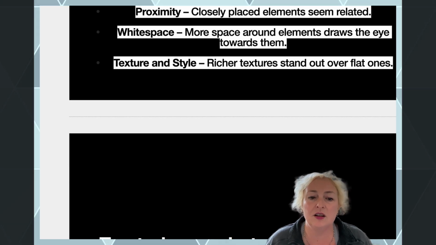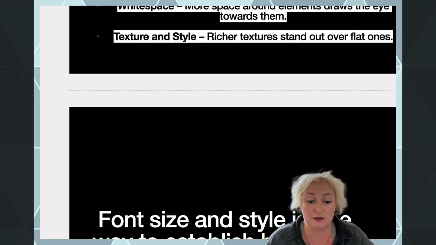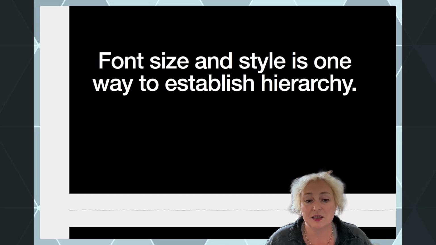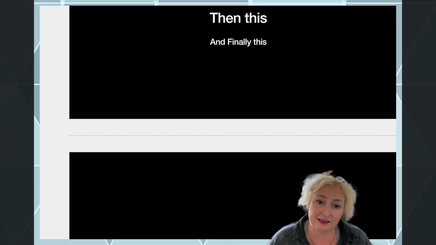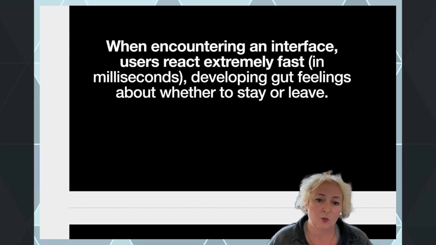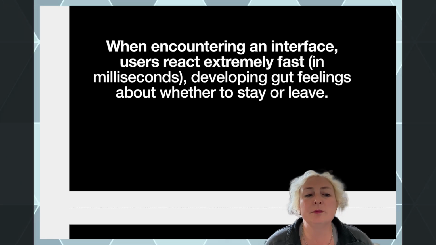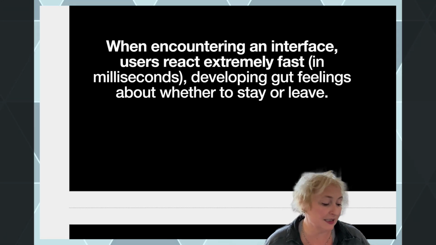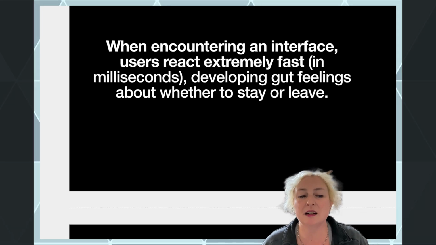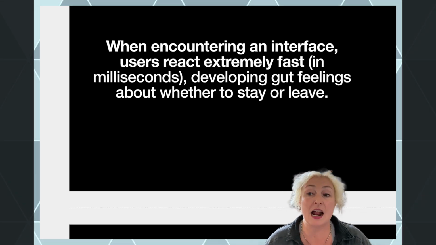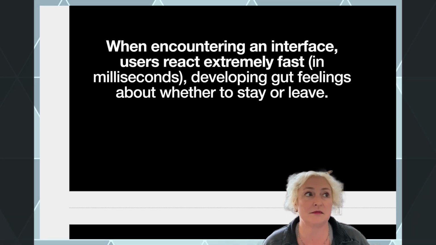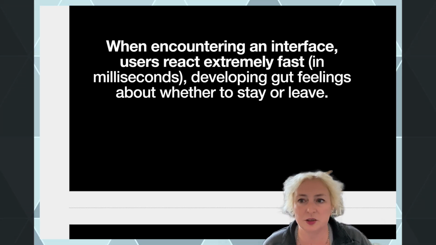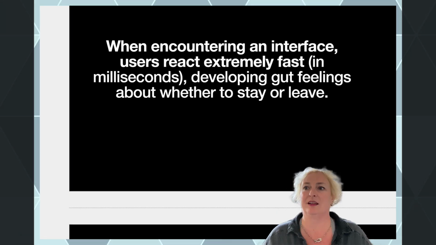Texture and style. Richer textures stand out over flat ones, right? Font size and style is one way to establish hierarchy. This is the most important, then this, and finally this, right? You could see how it works. When you're encountering an interface, users react extremely fast, up to milliseconds. I'm talking milliseconds, not even a full second, developing gut feelings about whether to stay or leave. And I can tell you, I do this, I judge everything by their website. If I go to a financial company and I can't navigate the URLs or get to my login to look at my bank account, I'm not going to use them. Why would I use them?